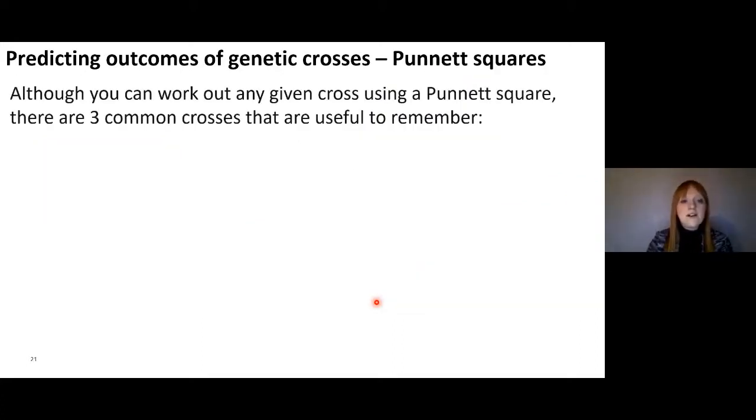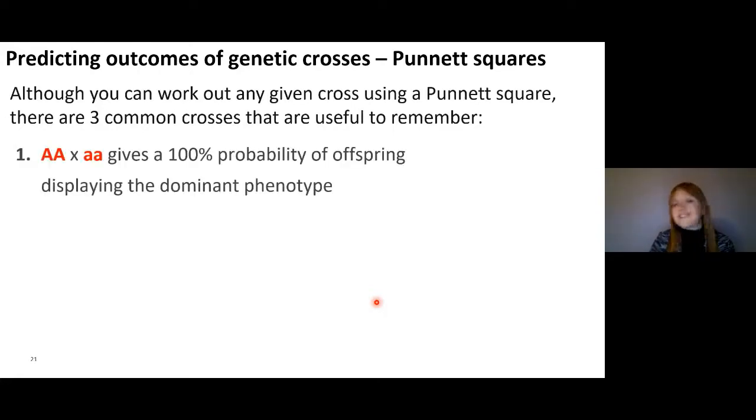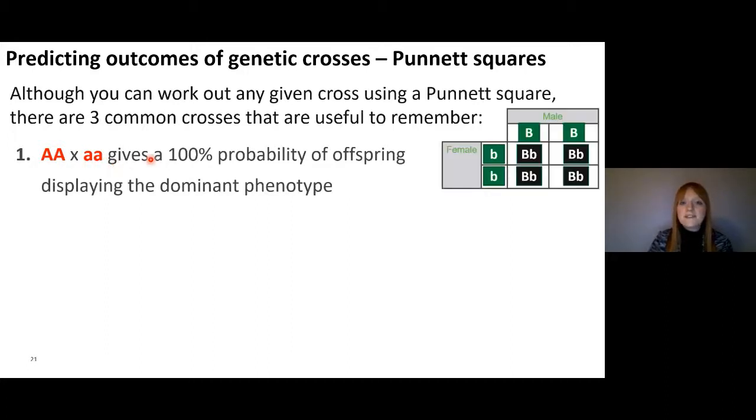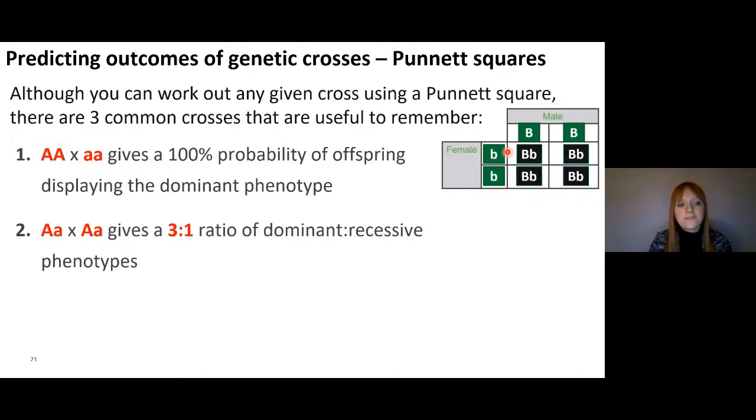From that then, there are 3 common crosses that you might find to be useful. Now, ignore the fact that I've used a different letter this time, okay? It doesn't matter what the letter is, okay, as long as we're looking at the same idea. So in this case then, we're saying homozygous dominant mates with homozygous recessive. That means that 100% probability that they're going to display the dominant phenotype. So you can actually just learn these 3. And as long as you learn these 3, then you can pretty much do any genetic cross.